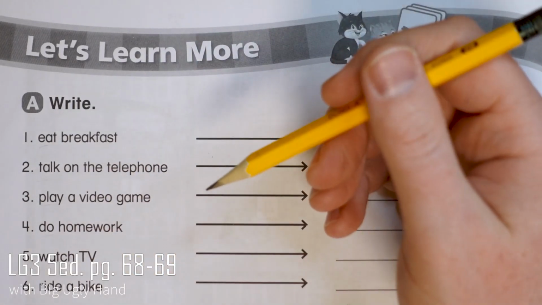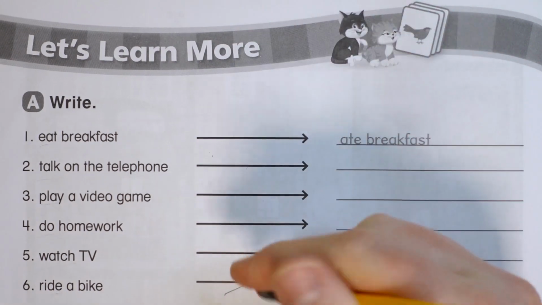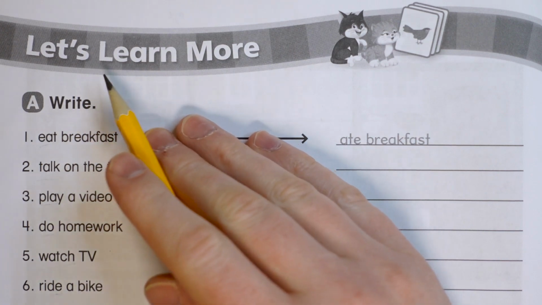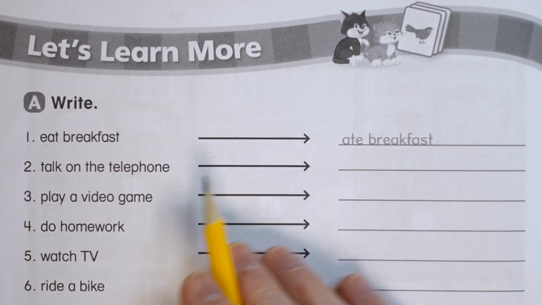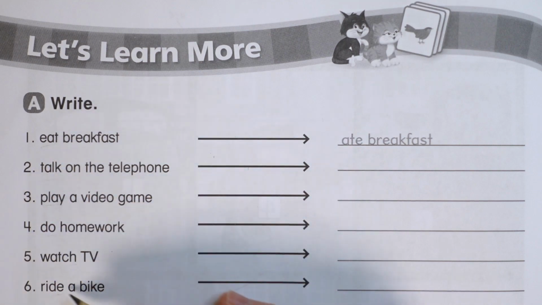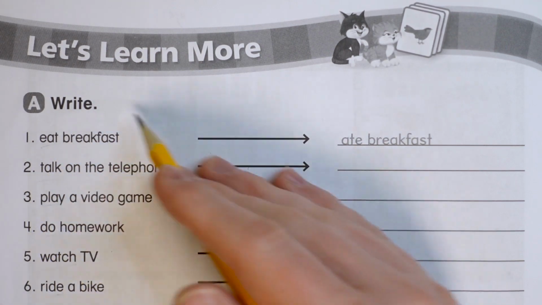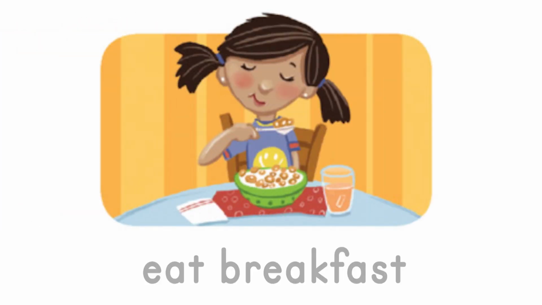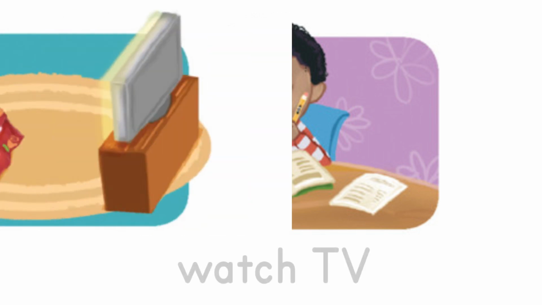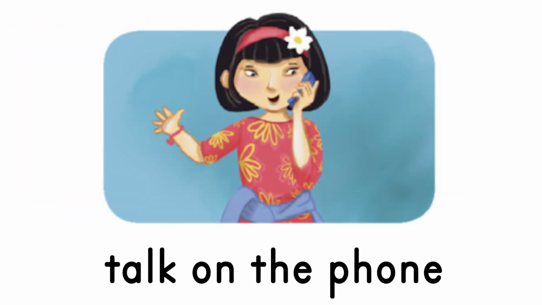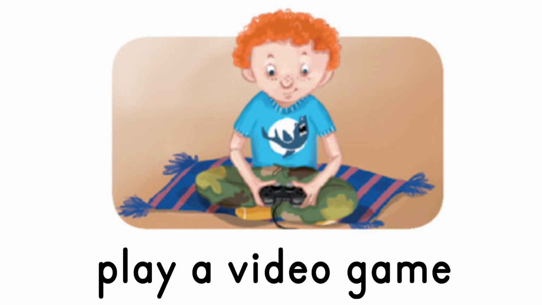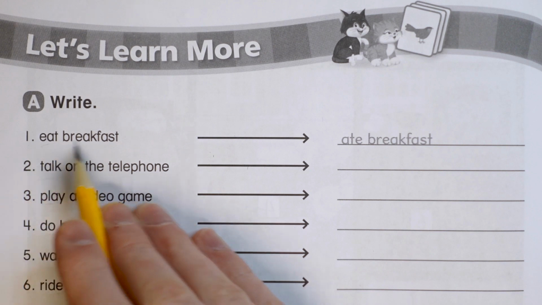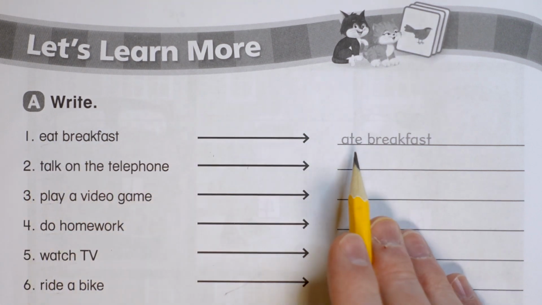Okay, these are pages 68 and 69 in the Let's Go 3 workbook, and we're going to talk on these pages about past tense actions. So we have a whole bunch of past tense actions over here, present tense actions, and these actions in your student book looked like this. Eat breakfast. Do homework. Watch TV. Talk on the phone. Play a video game. Ride a bike.